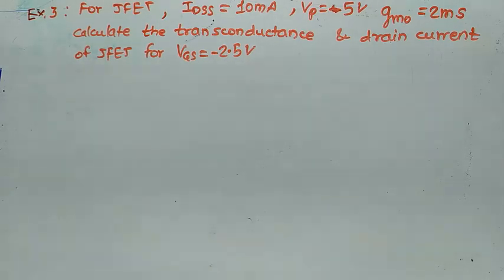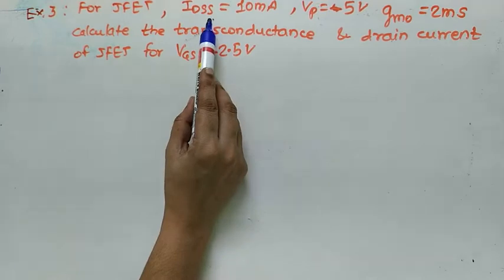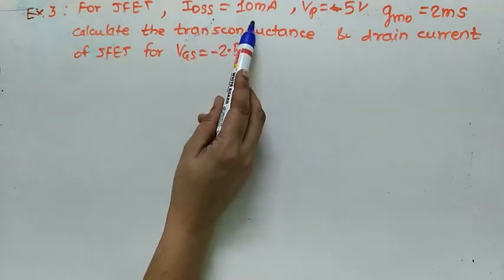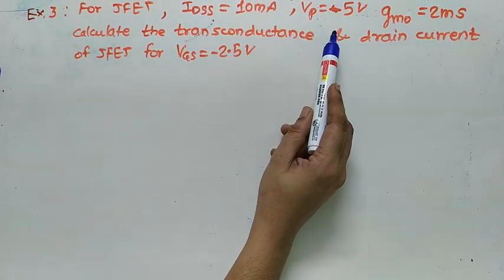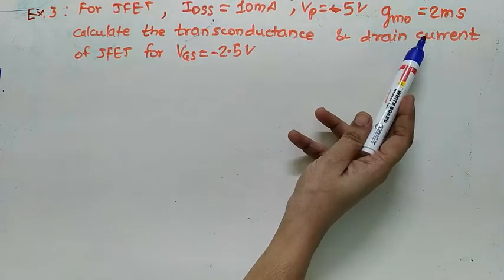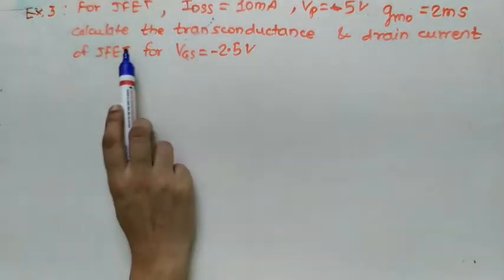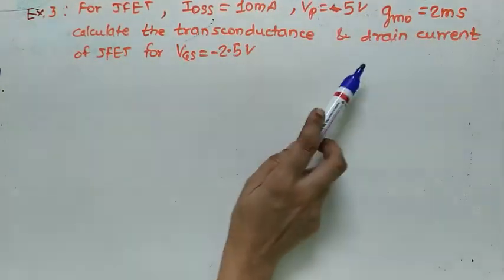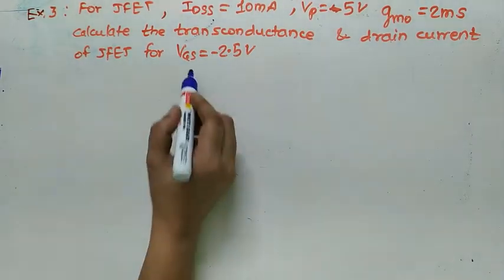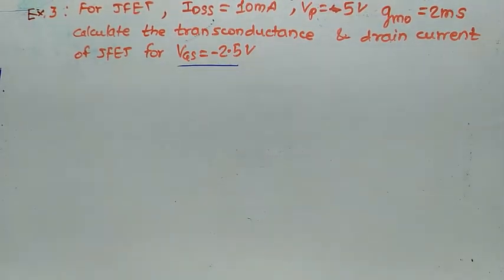For the JFET, the value of IDSS is given as 10 milliampere, VP minus 5 volt is given, and GMO 2 millisiemens is given. Then we have to calculate the transconductance and drain current for VGS equal to minus 2.5 volt.